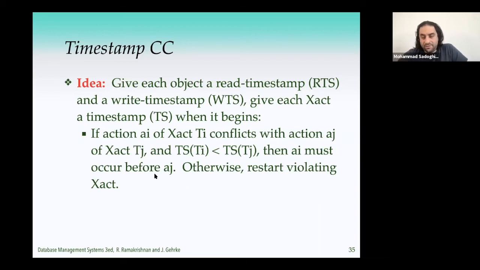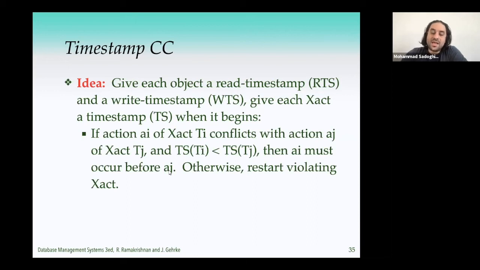So the basic idea of timestamp concurrency is this: if I have two transactions, Ti and Tj, and Ai is the action of Ti and Aj is the action of Tj, and the Ti timestamp is before Tj, then I just need to make sure the action of Ti is before the action of Tj. If this rule is satisfied, then everything is good. Otherwise, it violates and the transaction needs to be aborted.